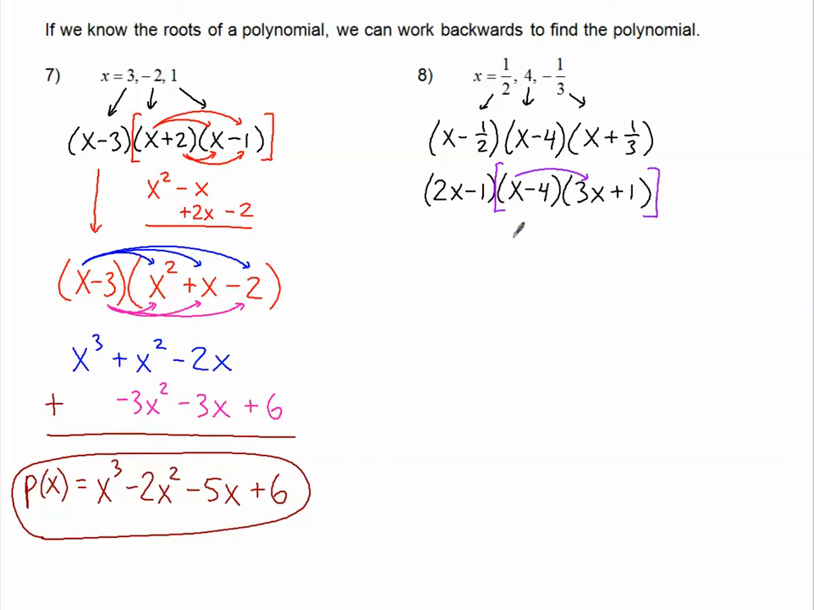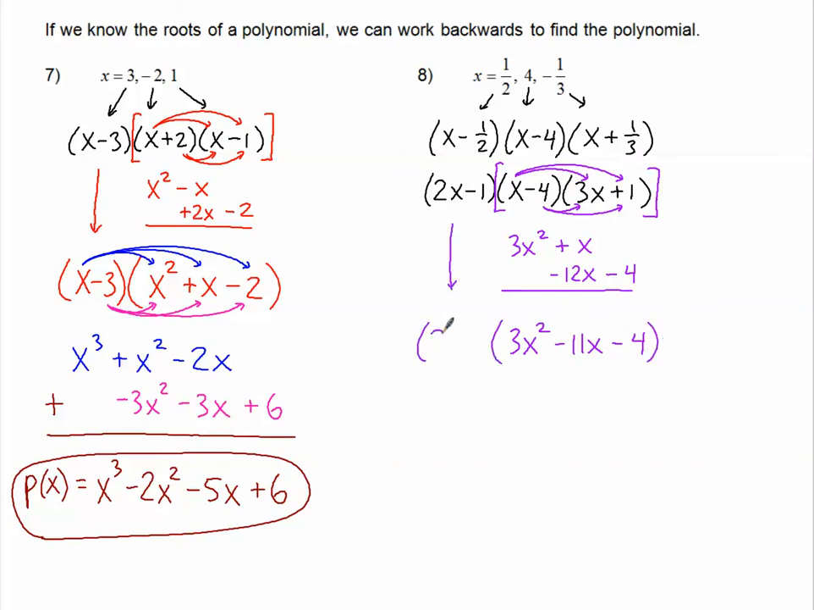X times 3x gives me 3x squared. X times 1 gives me x, so positive x. Negative 4 times 3x is negative 12x. I'll line it up. And negative 4 times 1 is negative 4. Let's add this up, and I've got 3x squared. If I have one thing and I take 12 away, now I have negative 11 things, x, and minus 4. And now I'll put that in parentheses, and I don't want to forget that there still is one more factor, the 2x minus 1. All right, we're almost there.